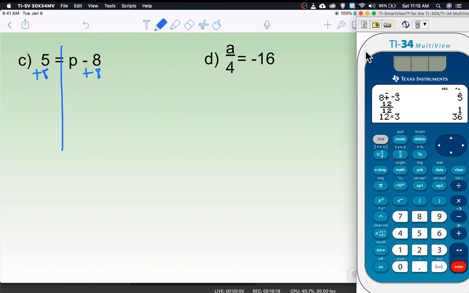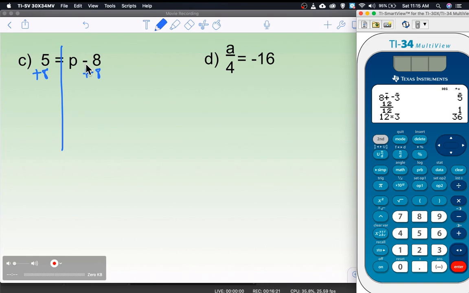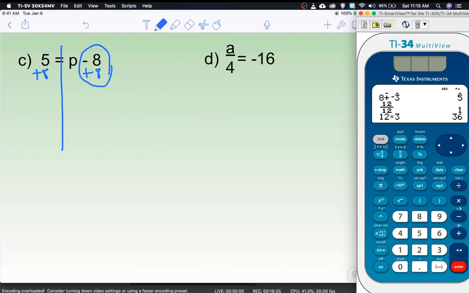Another way to think of this is if I have a negative 8, how do you make a negative 8 go to 0? How do you make it cancel out? The answer is with using a positive 8.